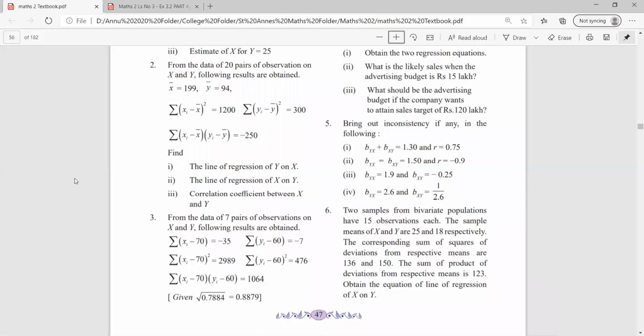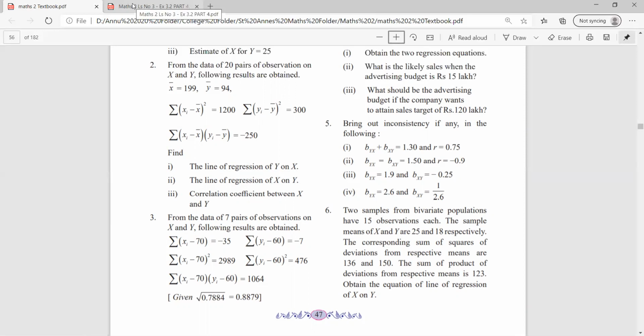From the data of 20 pairs of observation on x and y, the following results are obtained. Now 20 pairs means n is given to you again. X bar you have, y bar you have, summation x minus x bar the whole square, that means they have given you variance of x. Summation y minus y bar the whole square, that means you have variance of y. Summation x minus x bar into y minus y bar is given to be minus 250. So you have to find line of regression. Line of regression means regression equation of y on x, x on y, and correlation coefficient, that is small r.